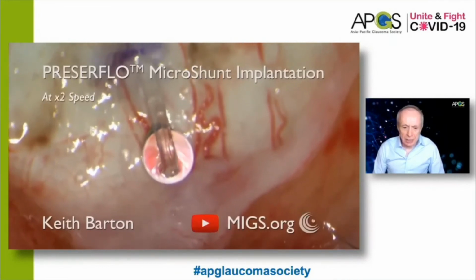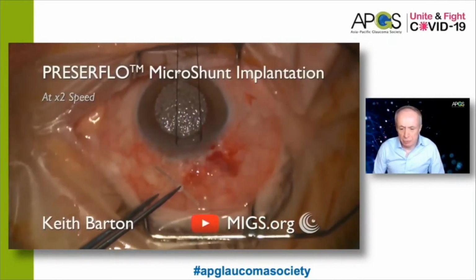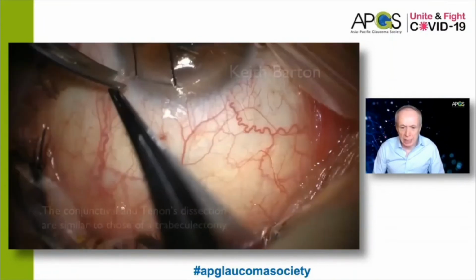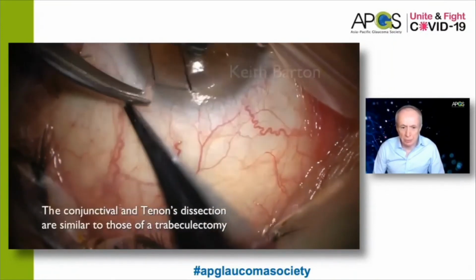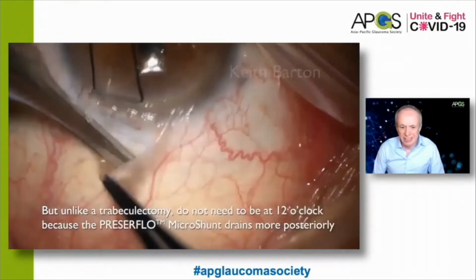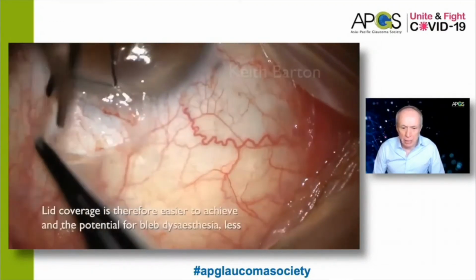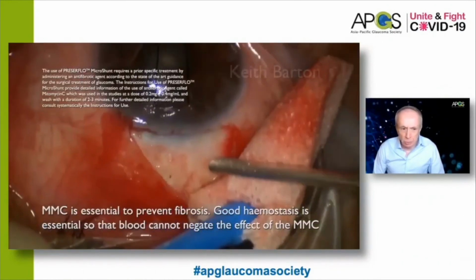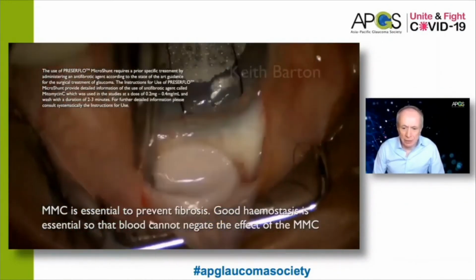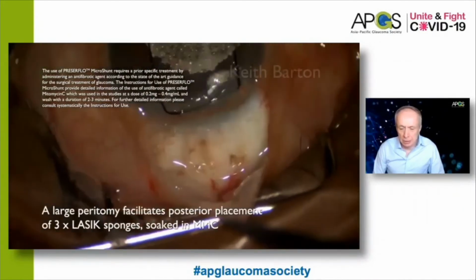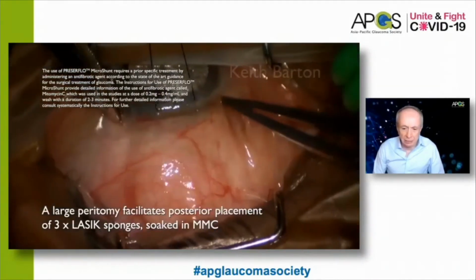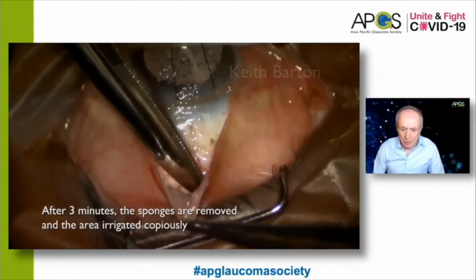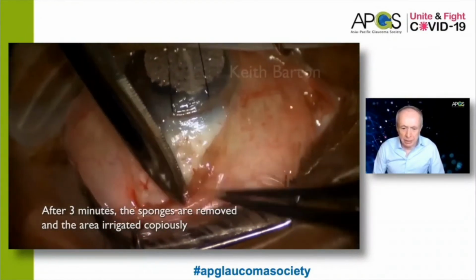This is a very speeded up video of the microshunt for those who are not familiar with it. It's a fine polymer tube that drains aqueous to the subconjunctival space. Most of you are already familiar with the Zen, which is an ab interno approach. The microshunt is an ab externo approach, although the ab externo approach does look initially very similar to trabeculectomy, and you may think, well, this is not very minimally invasive. After you've done the mitomycin, really, from then on, it's nothing like a trabeculectomy.